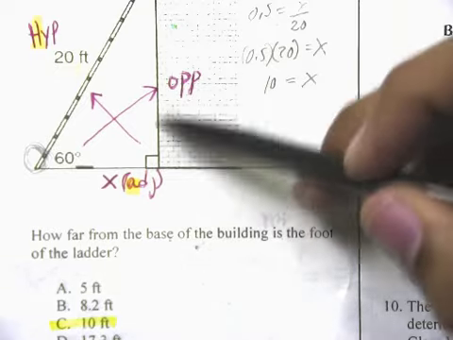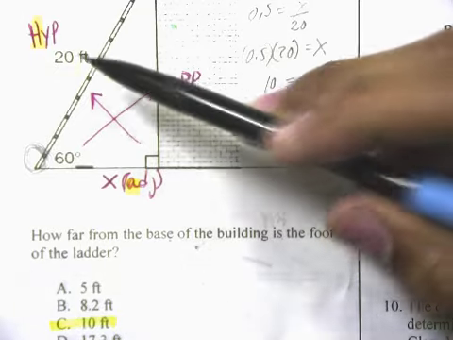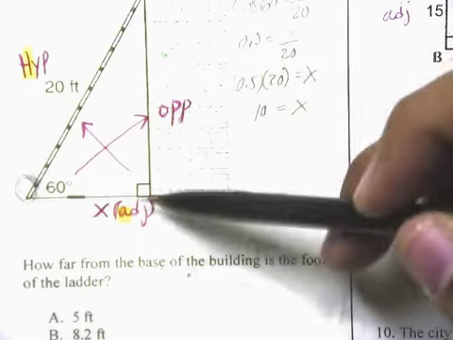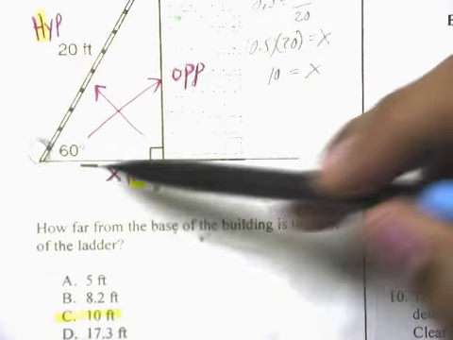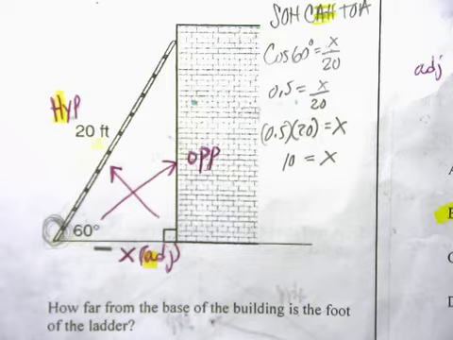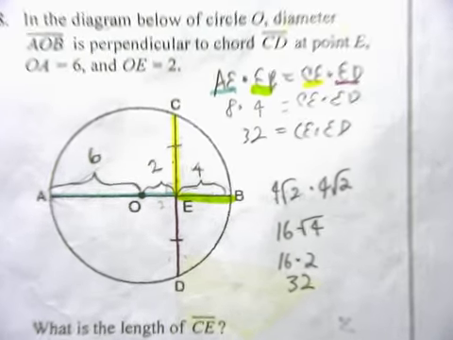By the way, if you got choice D, that means you solved for the height of this wall here. You probably did O over H and used the sine function, and what you found was the height of the wall, which is not what they were asking you. They were asking you for the adjacent part down here. If you got 17.3, that's probably what you did. Let's move on to question number 8.